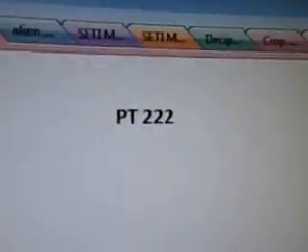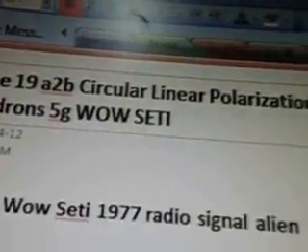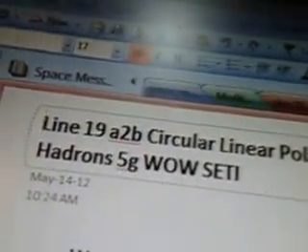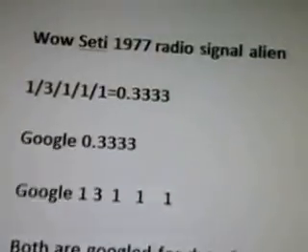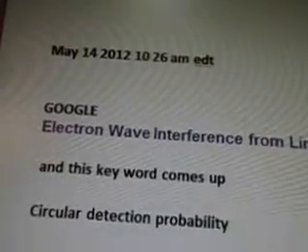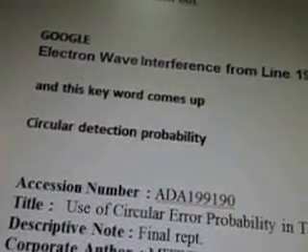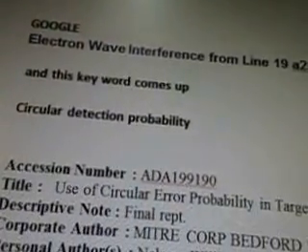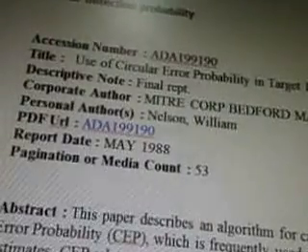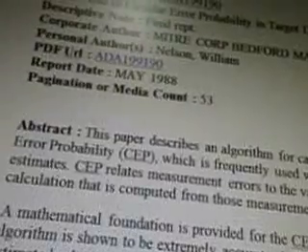So we're now on to part 222, line 19, a2b, circular linear polarization target detection, Quanta Hadrons, 5G Wow Seti. There's your Wow Seti signal, and those are the numbers we're going to Google. And then May 14, 2012, 10:26 a.m. We're going to Google electron wave interference from line 19A2A. This keyword comes up, circular detection probability, and then this thing comes up here, wherever that is, a URL, PDF.